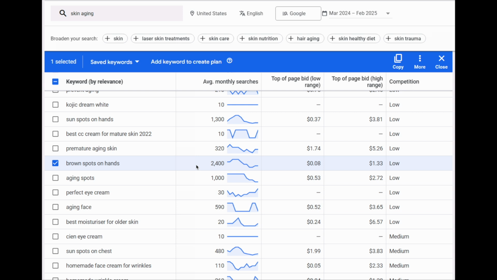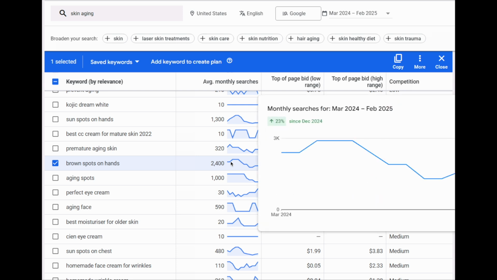And with a keyword like brown spots on hand, someone that's typing that in, to me, sounds motivated. Okay, there's a brown spot on the hand and they want to know what it is. They might be concerned. They're probably aging or whatever. And since it's closely related to skin aging, this seems to be a problem to the tune of 2,400 people a month looking up this particular problem, and that is the average.